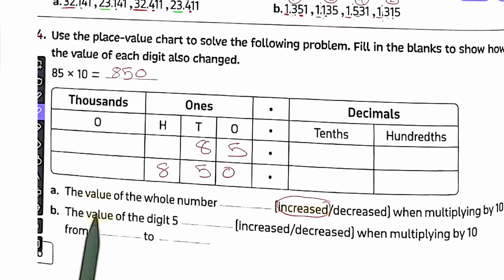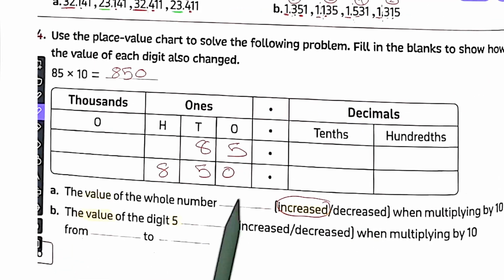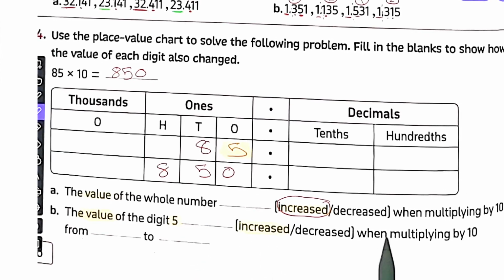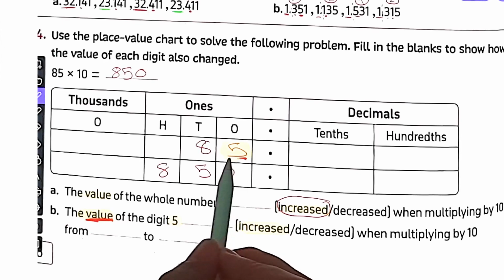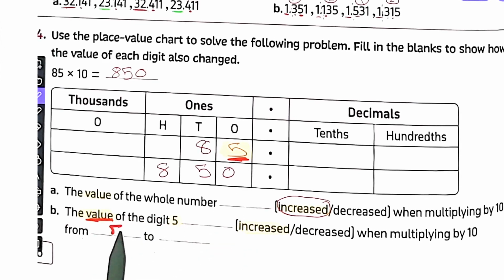B. The value of the digit 5. This 5. What happened to 5? Increased. When multiplying by 10, he said value. So when we multiply by 10, 5 increased from ones, which was 5, to be 50 in tens.